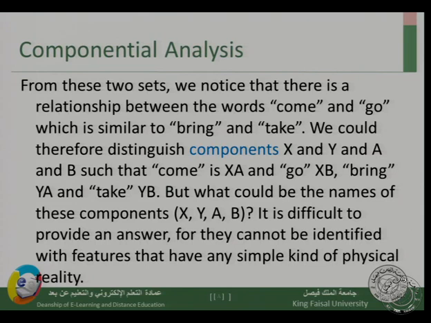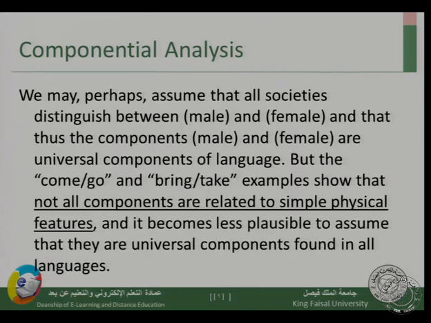So what we want to get from all of this is that it's not always possible to give labels to certain components, mainly because they do not really have any kind of physical reality which we can name them after, as was the case with male and female. In the case of come and bring and go and take, we don't really have any kind of label that we can give these.